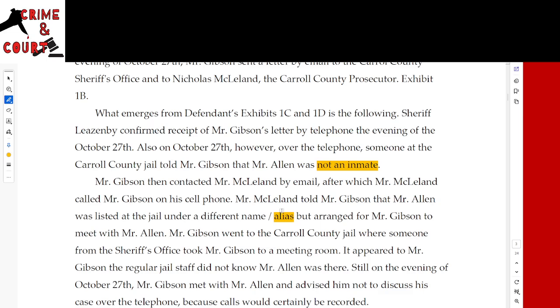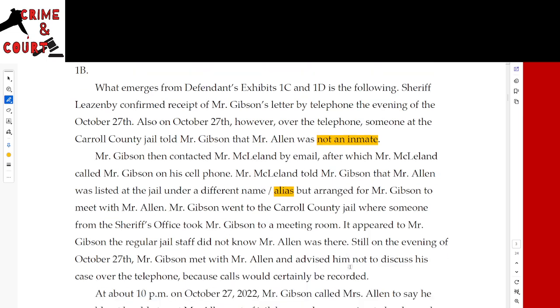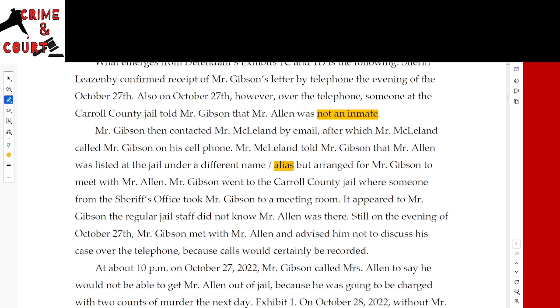Mr. Gibson went to the Carroll County Jail where someone from the sheriff's office took Mr. Gibson to a meeting room. It appeared to Mr. Gibson the regular jail staff did not know Mr. Allen was there. Okay, so did they lose him? Still, on the evening of October 27th, Mr. Gibson met with Mr. Allen and advised him not to discuss his case over the telephone because calls would certainly be recorded.